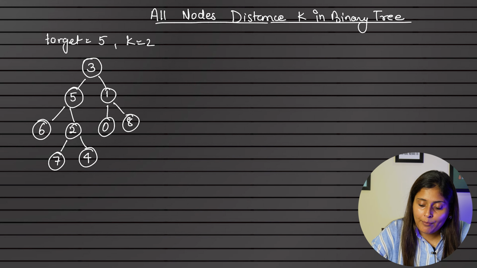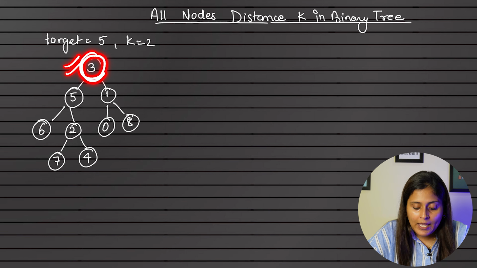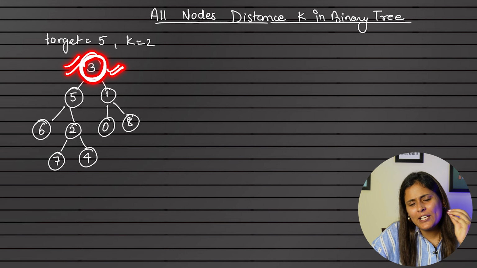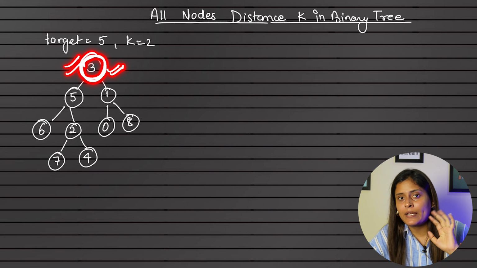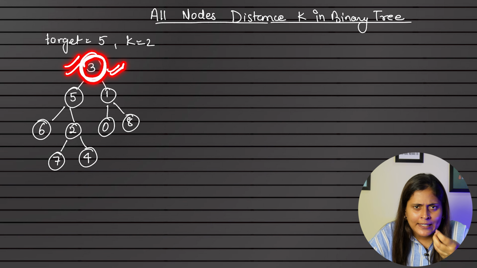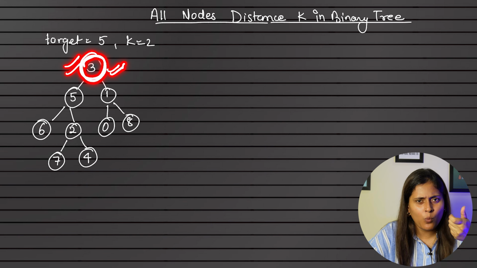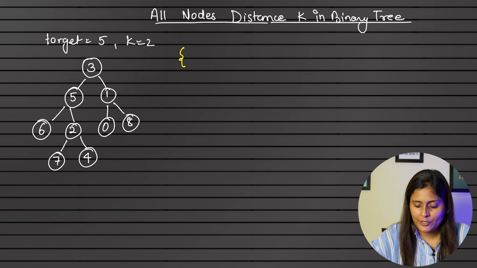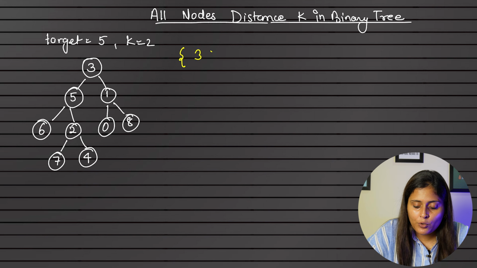Okay, so what will happen? Initially, first we have to start from the root node. And what I want is for every node, just give me their parents and store it in any data structure. So when we want to store one node with another node, definitely we go with HashMap, right? Key and value pair. So for 3, we don't have any parent, so we will store null.